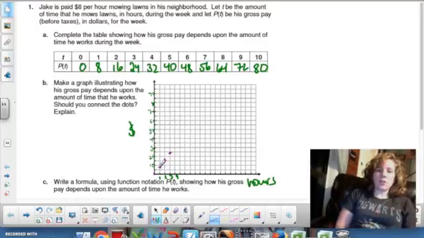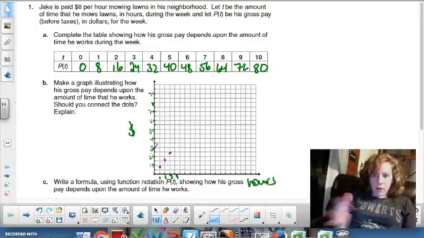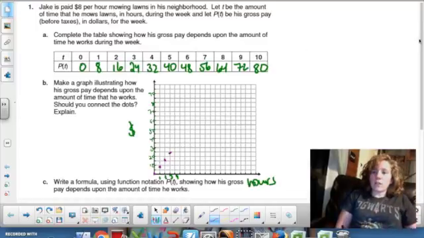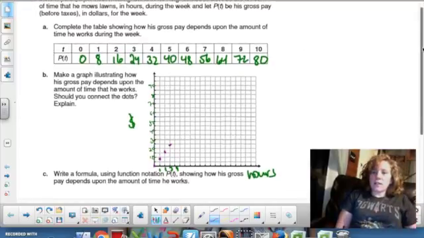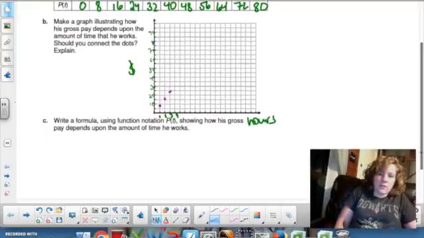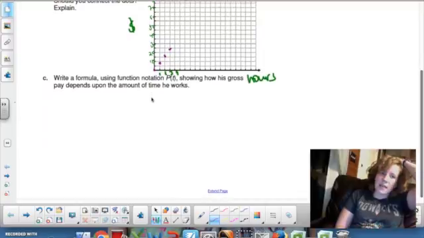So if you choose to leave the dots unconnected, then that's because you think that he's only getting paid on the hour and he's not going to get paid for partial time. If you choose to connect them, then that's for the reason that I said before, which is if you're there for 10 extra minutes, you should be compensated for that. And different jobs work differently, so you would just need to state that.